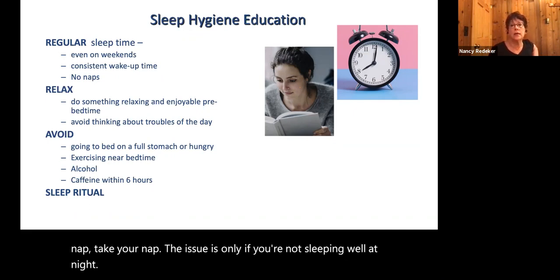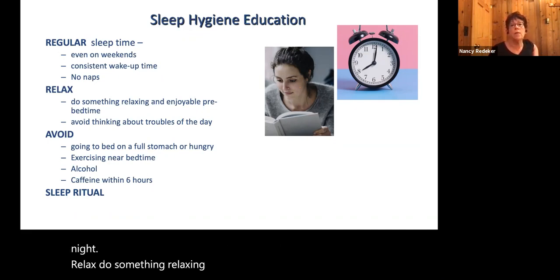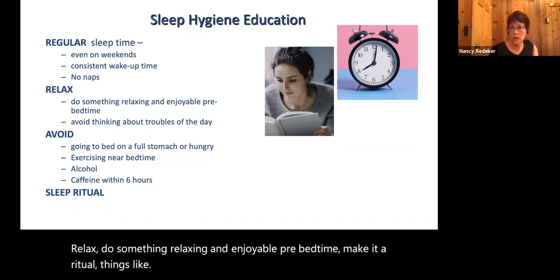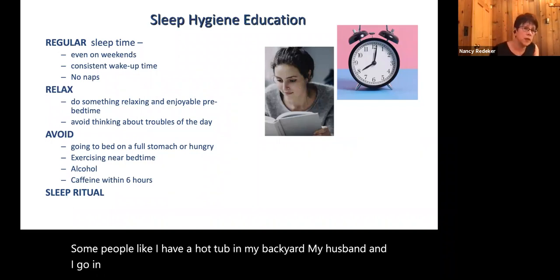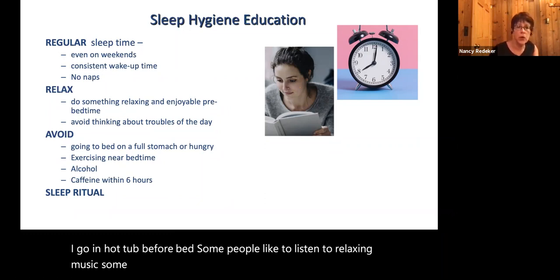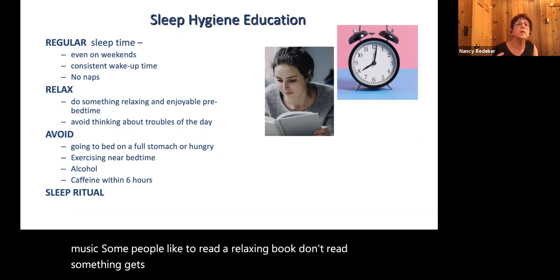Relax. Do something relaxing and enjoyable before bedtime. Make it a ritual. I have a hot tub in my backyard, and my husband and I go in the hot tub before bed. Some people like to listen to relaxing music. Some people like to read a relaxing book. Don't read something that's scary or stimulating or going to wake you up, but something calming.